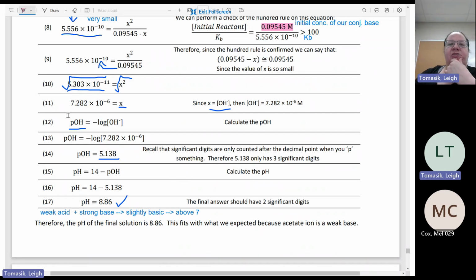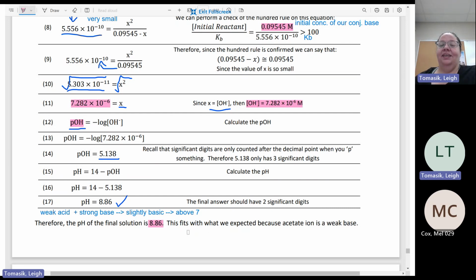Usually, people get to this step and they do everything right until they get to this step. And then instead of calculating pOH, because it's the same as the OH minus, they will calculate pH, right? And then it'll be too low. The pH will be like 5, right? So it'll look acidic, and then it's very stressful. So our answer works out. The pH of the final solution is 8.86.